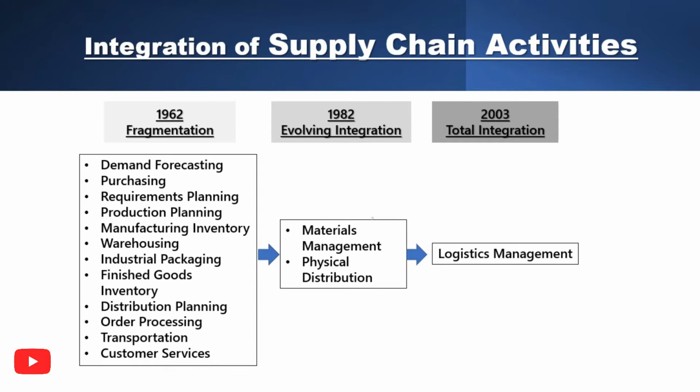But as years passed by, we humans evolve. In that case, even SCM started evolving. In 1982, these 12 activities were compressed into 2 activities, materials management and physical distribution. But that was not the end. In 2003, all the activities were consolidated into one single head, called logistics management. So the integration of SCM was a very important part of the supply chain context.